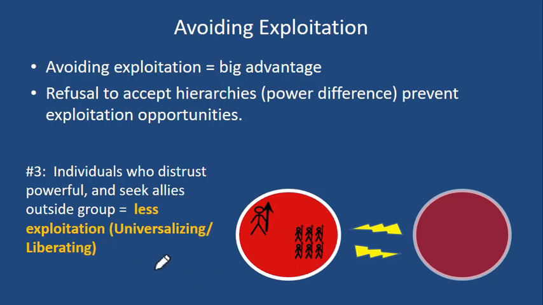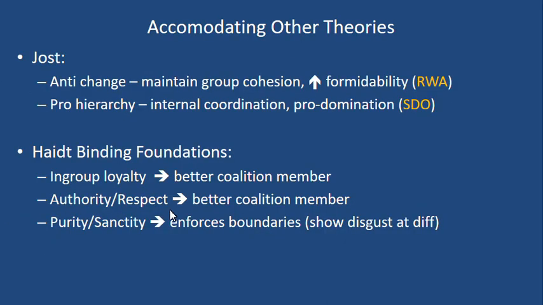Another key component of that is that you're going to look to create allies outside of your group. So you're kind of trans-coalitional, or you're forming coalitions outside of your native kin group, so to speak. Okay, and I'll point out that this can accommodate some other theories.